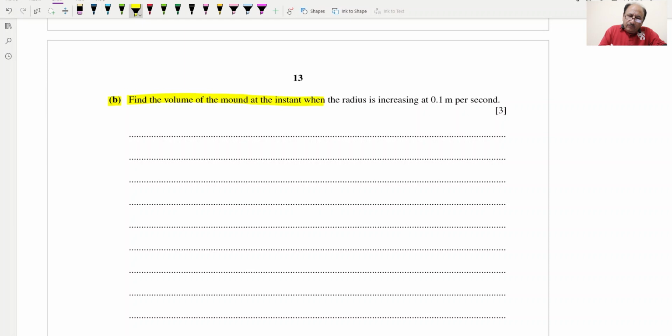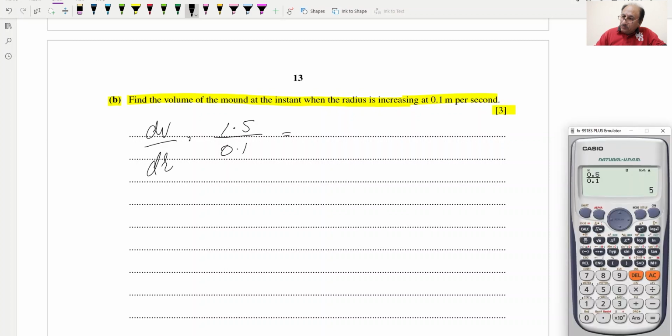Find the volume of the mound at the instant when the radius is increasing at 0.1 meter per second. This is a 3-mark question. dV over dr will be 1.5. Volume is changing at the rate of 0.1, and this will be equal to 1.5 divided by 0.1, and this results in 15.